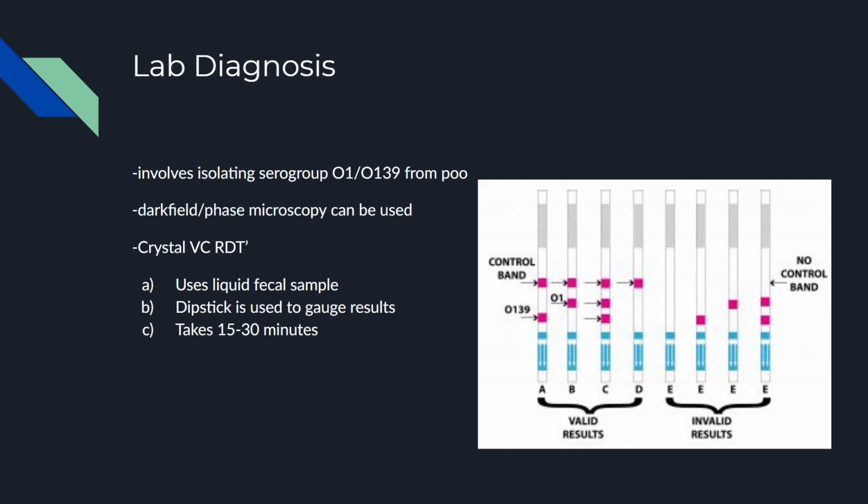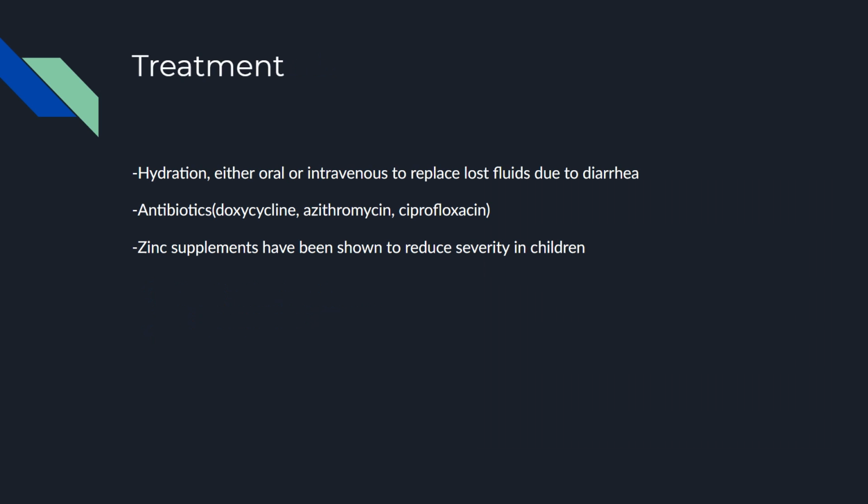As you can see in this picture right here, the control bands go across in the valid results, and the invalid results have no control bands. You can see on valid result A, there's O139 positive, B, O1 positive, and C, both of them are positive. D, it's negative for both of them. I just thought it was pretty cool, so I wanted to share it.